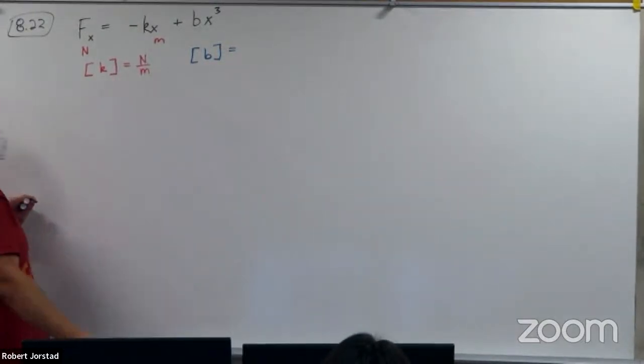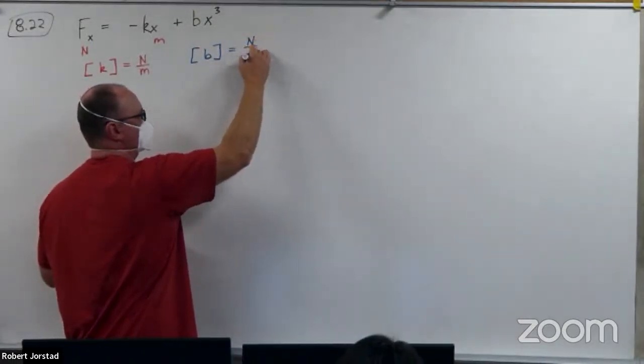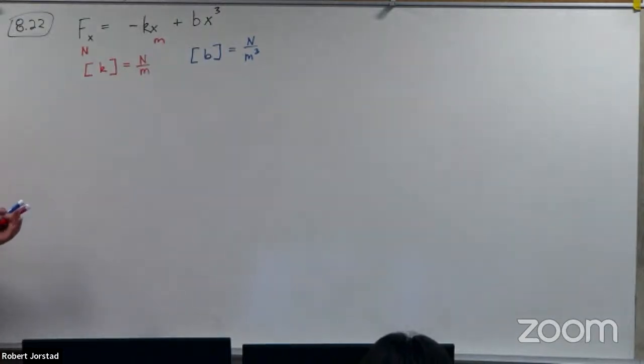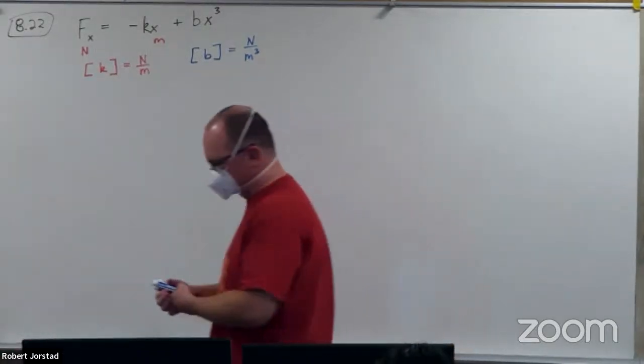What are the units of B? It's Newtons over meters cubed. Yeah, you see it? I'm just mentioning that so that if we need to check our units later, we can. Good? All right. What are we supposed to do in part A? Determine the potential energy.